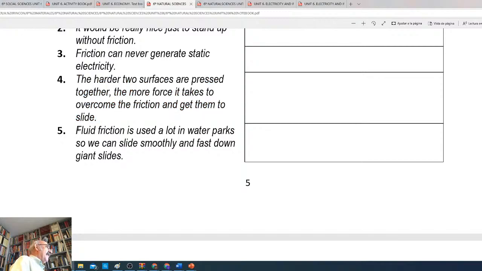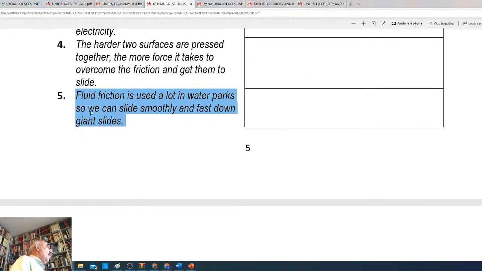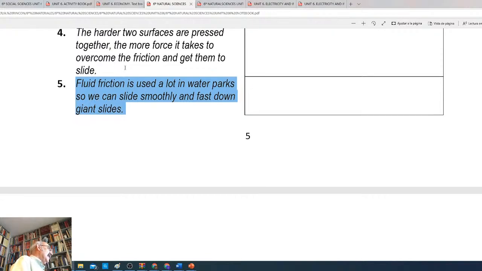That's obvious. And finally, number 5: fluid friction is used a lot in water parks, so we can slide smoothly and fast down giant slides. What do you think? Fluid friction is used in these cases. Yes, that's true.